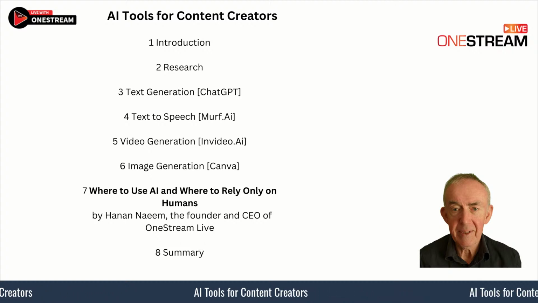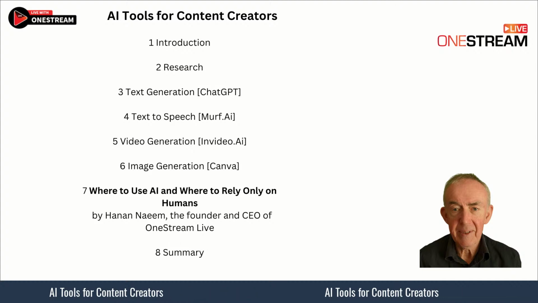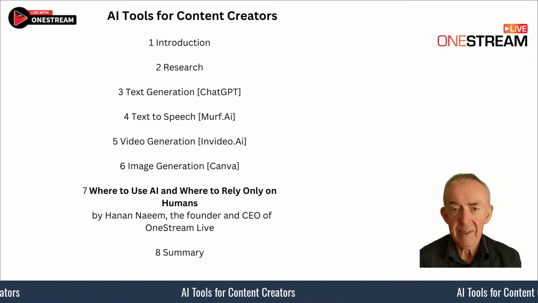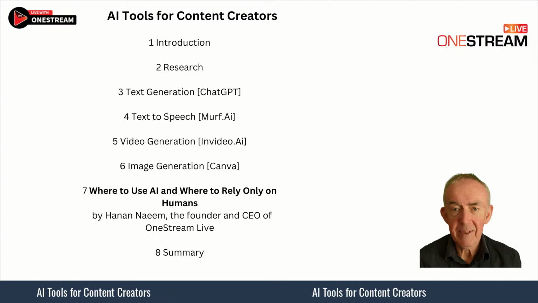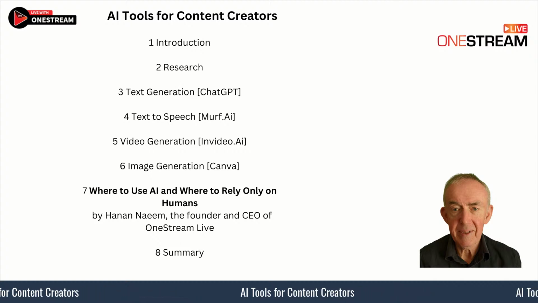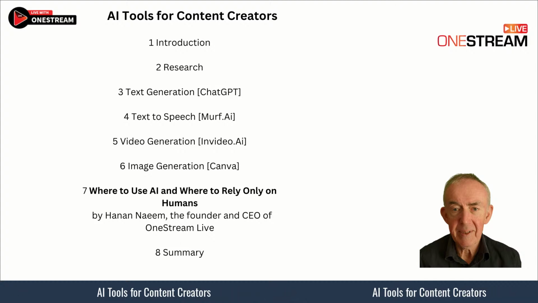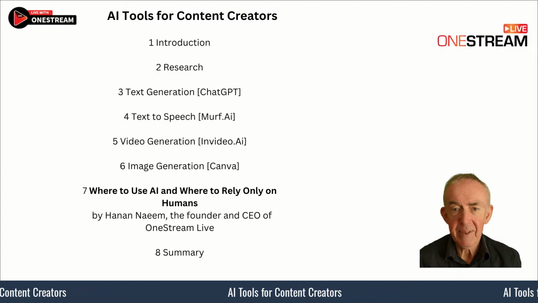Video generation in Video.ai I've been using for many years, and the AI version, give it an idea, give it the parameters, and it will create a video for you, and then you can edit the video. If you've got the paid version, you'll get no watermarks. And then image generation, I've only scratched the surface of Canva, but all things are possible. I'm going to do some more of those.